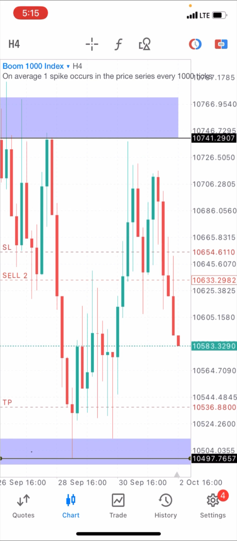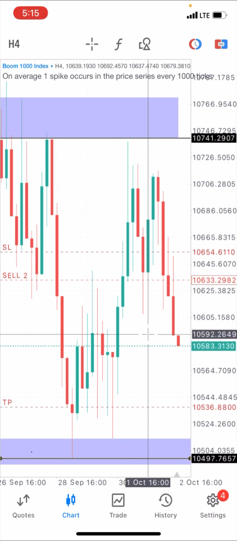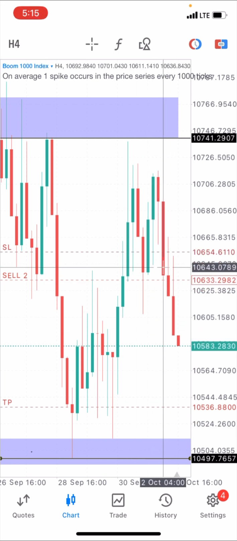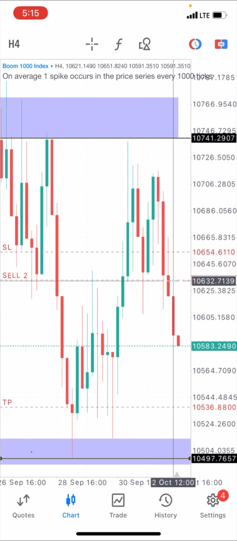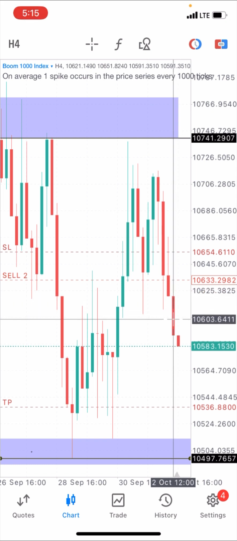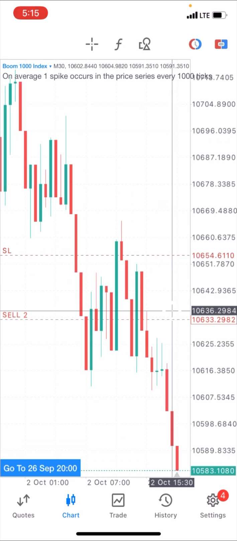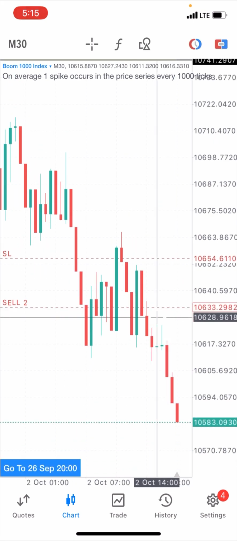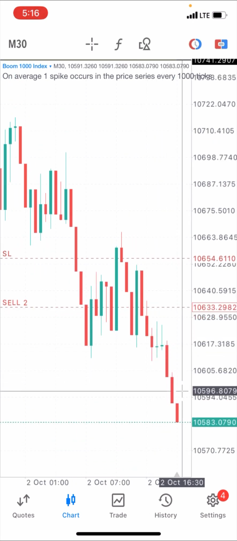You can see how much you've made already, right? This is the entry right here. You can see how many candlesticks you've taken from the market. All right, let's look at it from the 30 minutes time frame. You see how many candlesticks you made from the market.